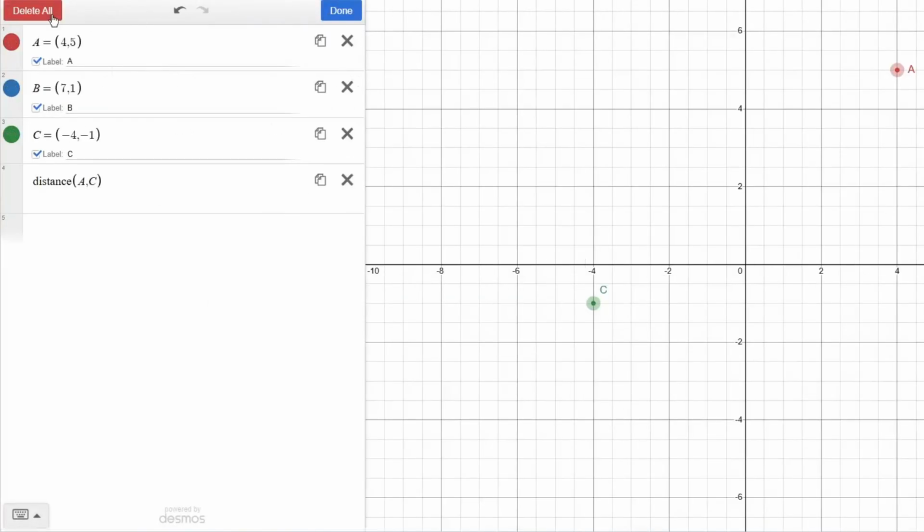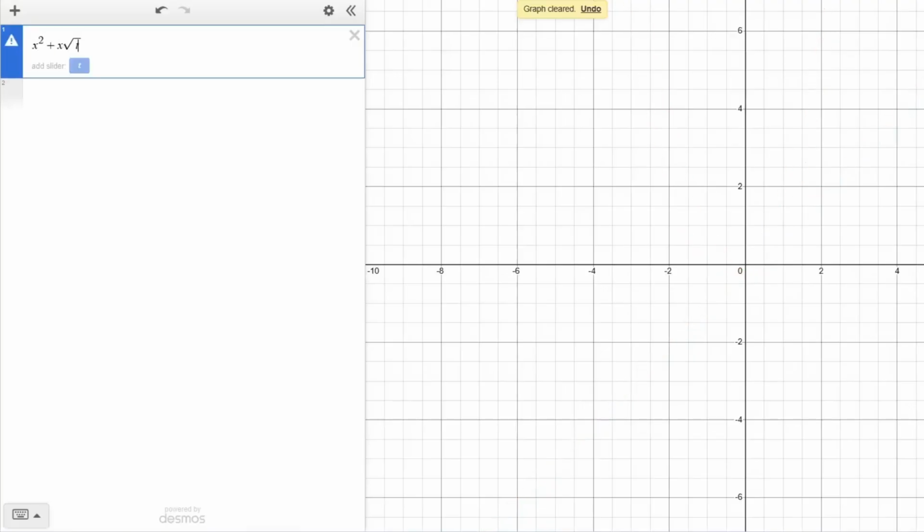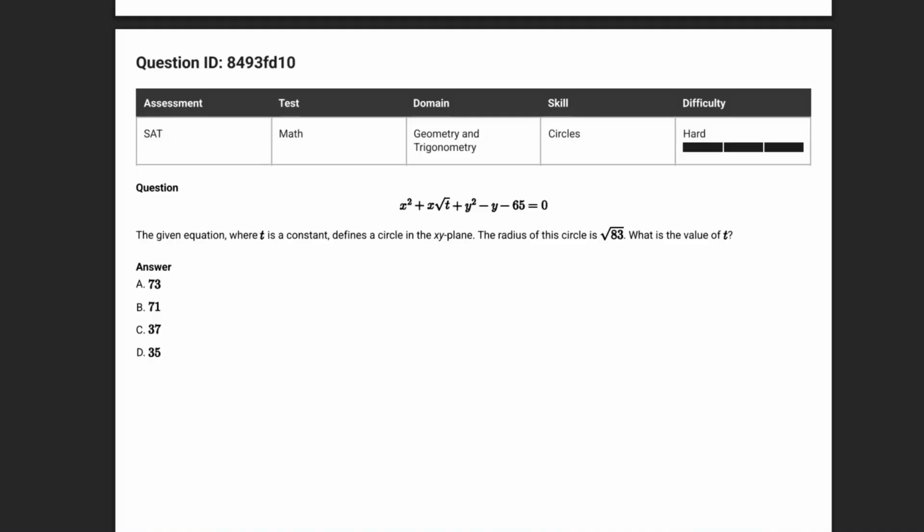Okay. And then x squared plus x square root t plus y squared minus y minus 65 plus y squared.